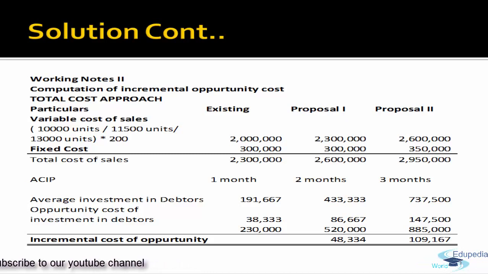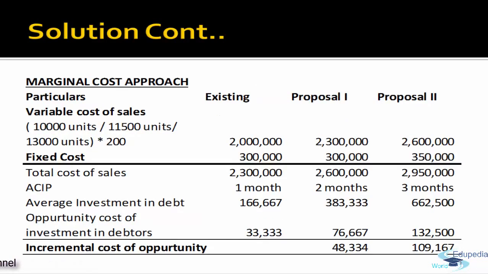If I have to compute the same incremental cost of opportunity using the marginal cost approach, I would take the total variable cost, which is 20, 23 lakhs and 26 lakhs. The fixed cost will be 3 lakh already existing. In proposal 1 it's 3 lakh and in proposal 2 it will be 3,50,000. So only in proposal 2 there is an increase of 50,000 fixed cost. So when I'm going to compute the average investment in debtors, I would take it as 20 lakhs, because the 3 lakh is already there, on the investment of the variable cost only.